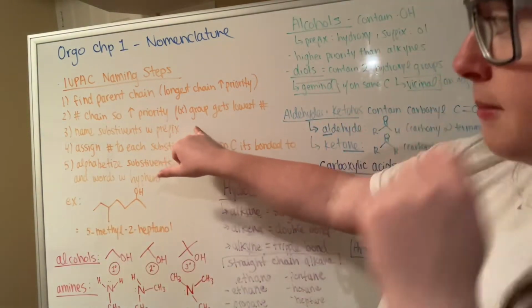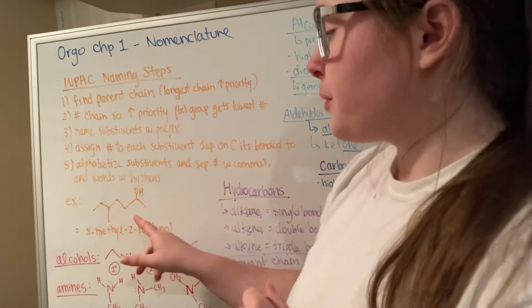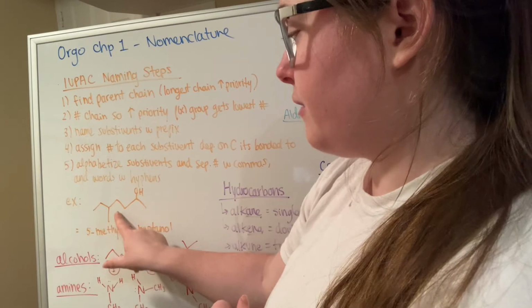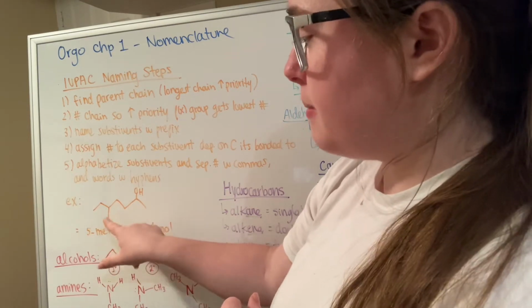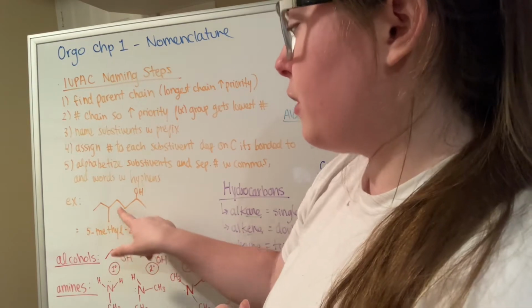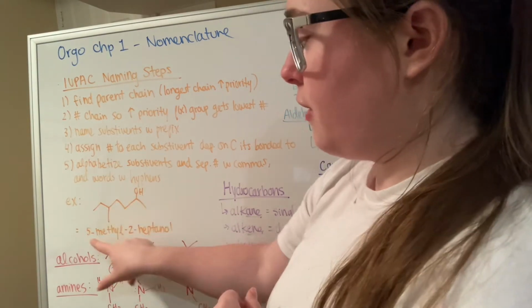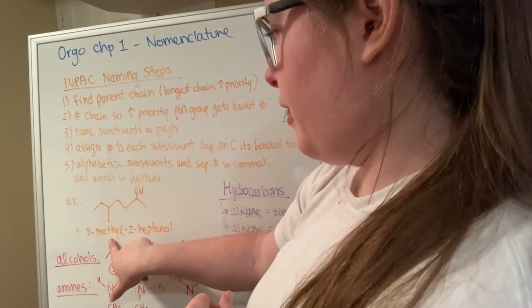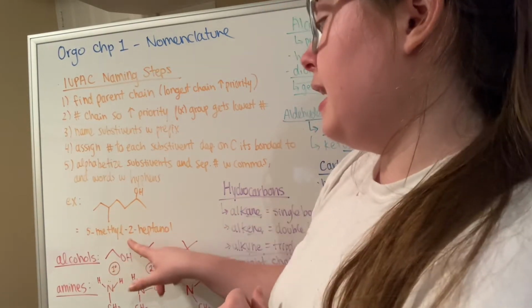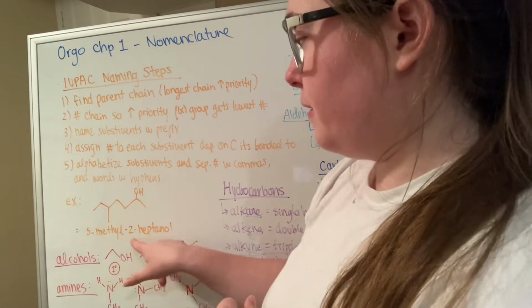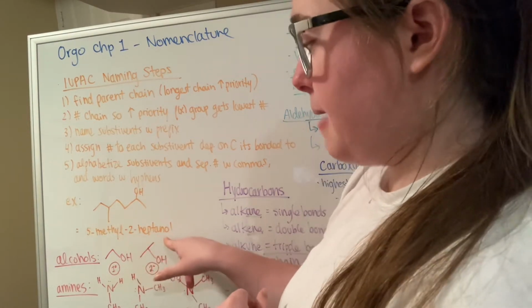Then you would name the substituents with prefixes. So in this case, we have an alkane right here, right? Which is 1 carbon, it's a methyl. And that is on the 1, 2, 3, 4, 5th carbon. The 5th carbon has this methyl. So we have 5-methyl, 2-heptanol.